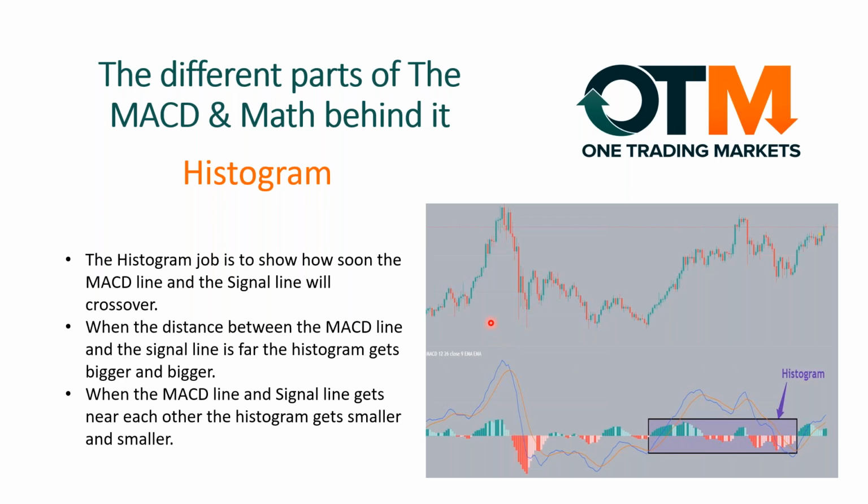So you're watching the market. First, you notice the histogram, which gave you your first indication that the market could be crossing over. It could change from bullish to bearish, or from bearish to bullish. Then you get your crossover, which is your second verification that the market is actually changing direction. And that's how the MACD works.